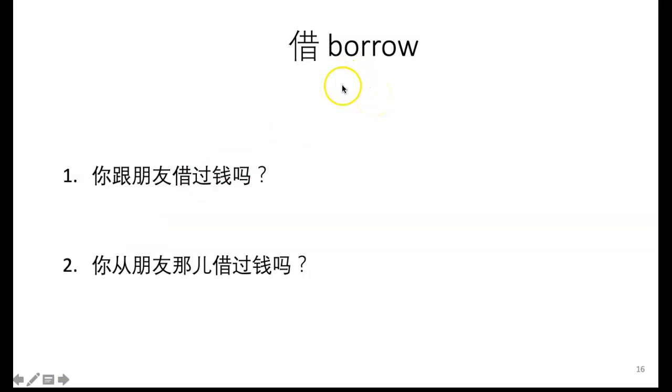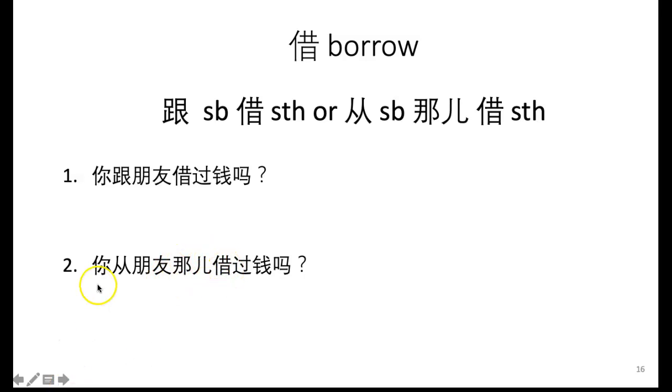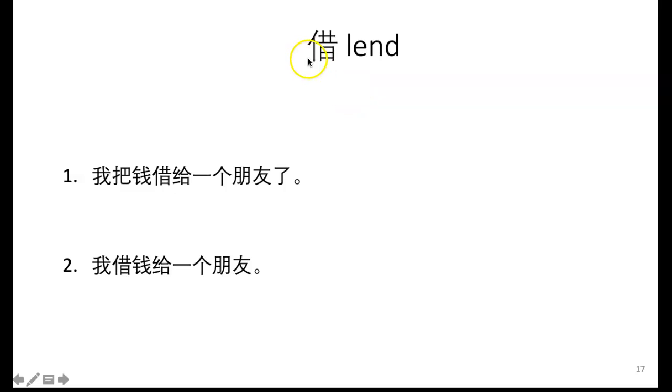好, when we try to say borrow, 你跟朋友借过钱吗？跟 someone 借. Or you can say from someone, 从 someone 那儿借. 好，所以你跟朋友借过钱吗？你从朋友那儿借过钱吗？你跟李友借过钱吗？你从李友那儿借过钱吗？Now, when we use the meaning lend, we have to use different prepositions.